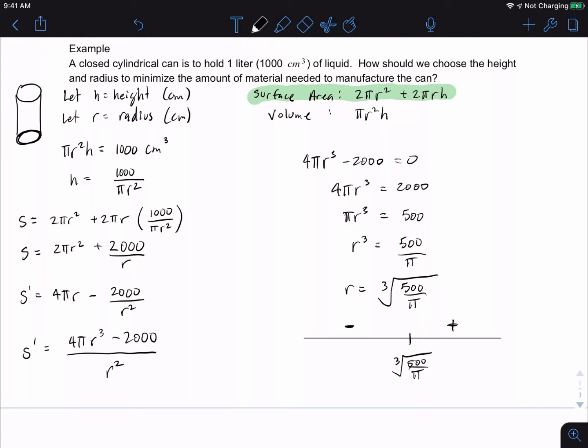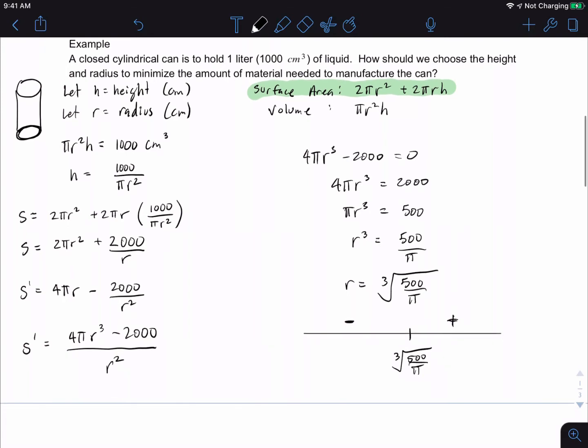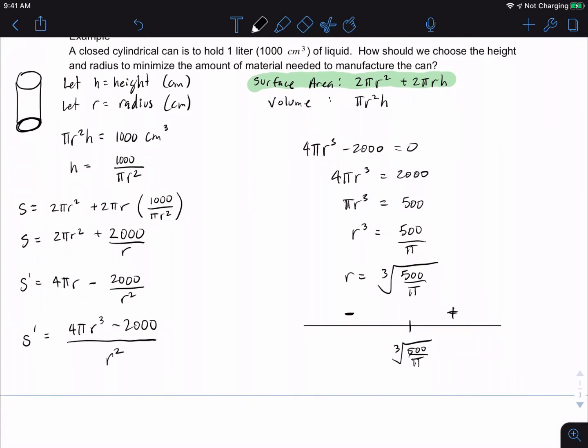So what does that tell me about that number? What is that number? What does the derivative tell us when it goes from negative to positive, guys? We have a local minimum, correct? So we have a local minimum at that number.